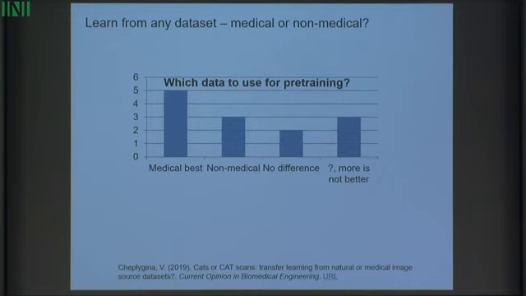But what they did show is that more data wasn't necessarily better. So, for example, they used several medical data sets, and the ensemble of them as pre-training wasn't a better thing to do than just taking one that was the most suitable.